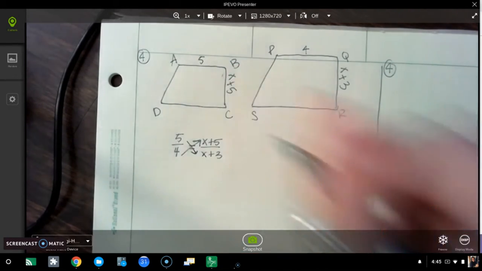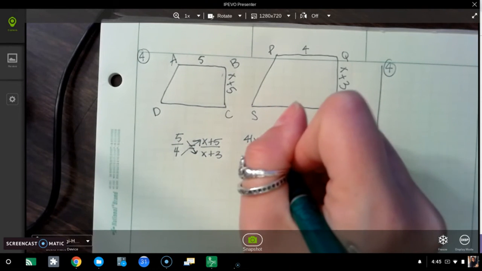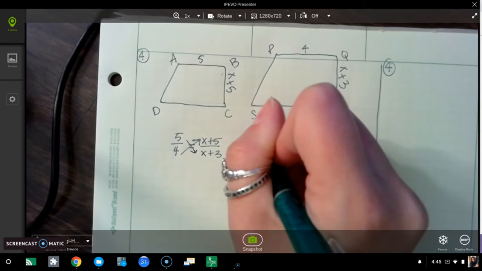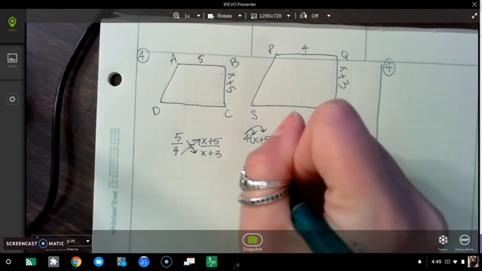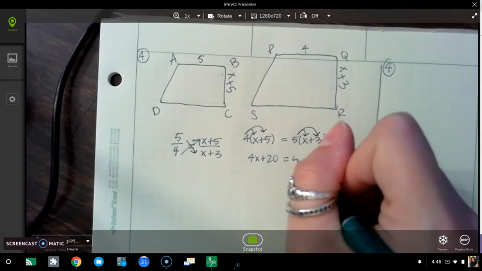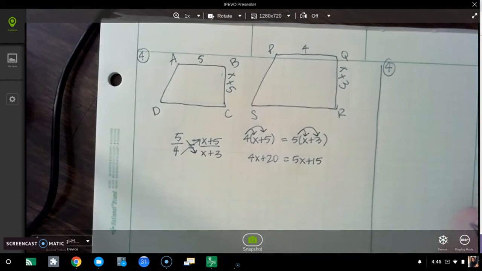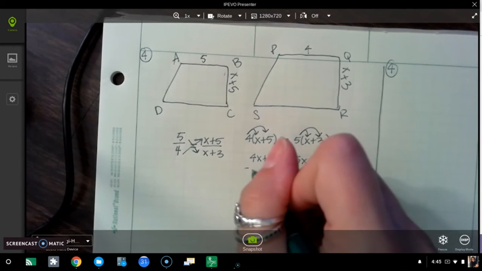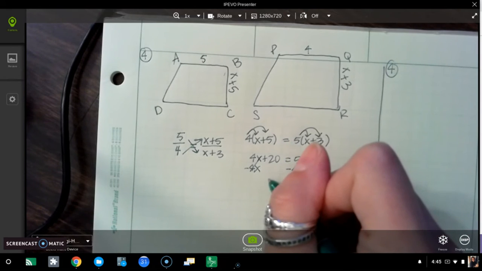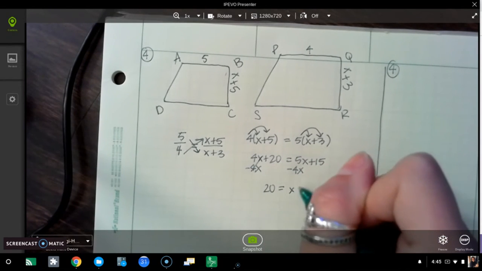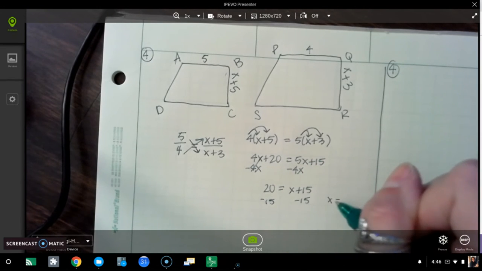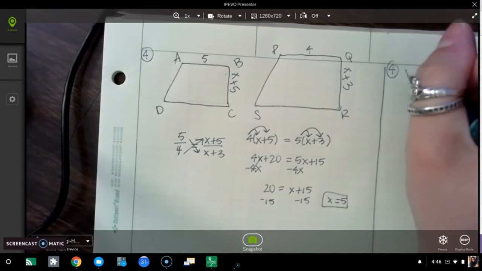Okay. Cross multiply, you're going to get 4 times x plus 5 is equal to 5 times x plus 3. You need to distribute 4 into both your terms, so 4x plus 20 is equal to distribute 5 into both your terms, 5x plus 15. I want to get x alone, so I'm going to take my smallest amount of x's from this side to my next side. So 20 equals x plus 15. Subtract 15 from both sides. X equals 5.